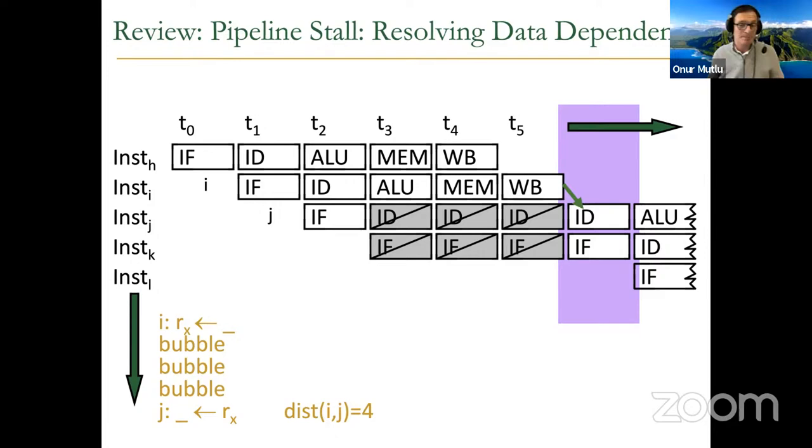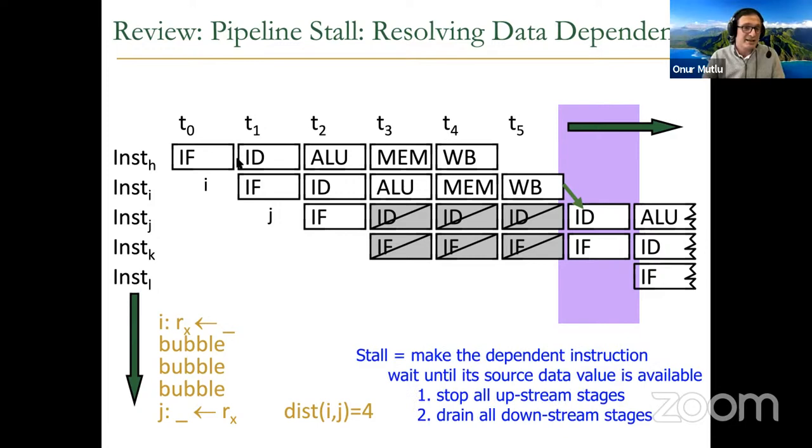Okay, so we defined stall last time. I'm going to define it again. Essentially, stall means that you make the dependent instruction wait until its source data value is available. If you have a hardware-based stall, you need to stop all upstream stages, meaning earlier instructions should not move in the pipeline because you don't want them to get the wrong value. And you need to drain all downstream stages, meaning that later instructions should keep moving in the pipeline so that the pipeline gets drained and eventually the instructions write to the registers.